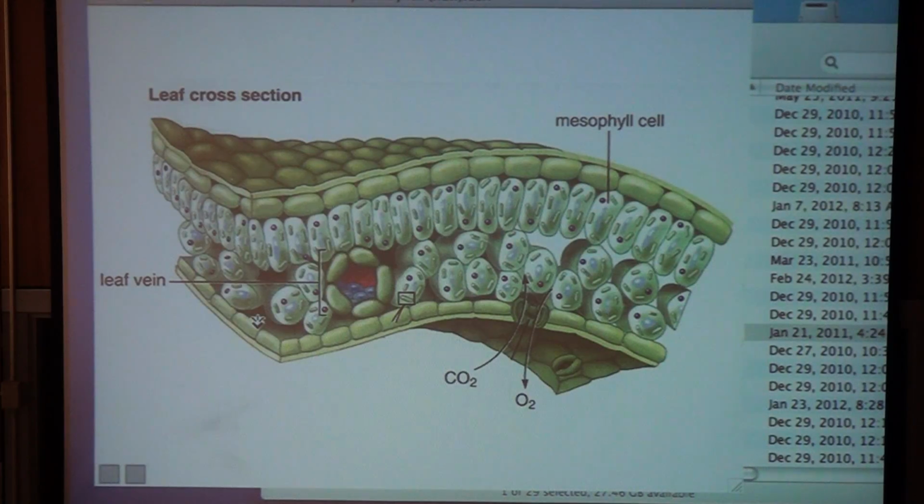is taking place in the mesophyll cells. And we can get even more specific than that. If you look within the mesophyll cells, you see that they're filled up with these little green organelles. Those are the chloroplasts, and that's the most specific we can be. It's in the chloroplasts, organelles, where the actual photosynthesis takes place.